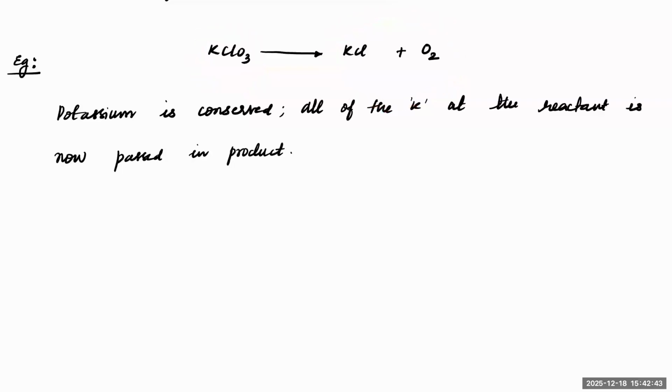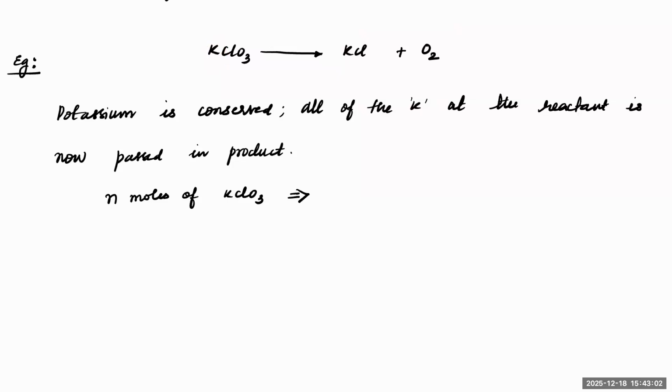So now, as per the molecule here, if I have n moles of KClO3, tell me how many moles of potassium will be present in it.